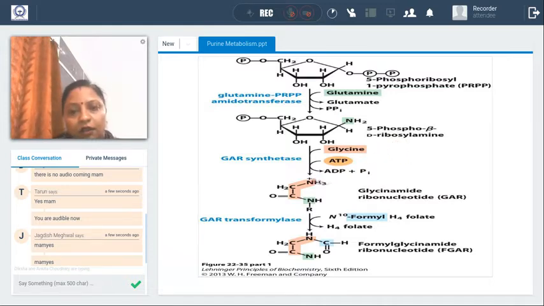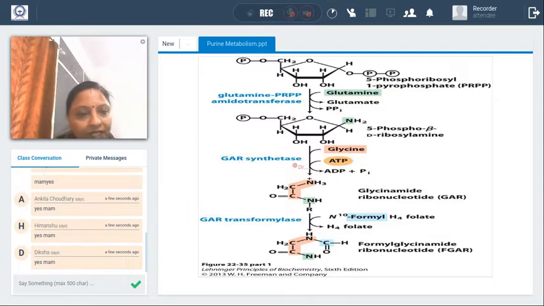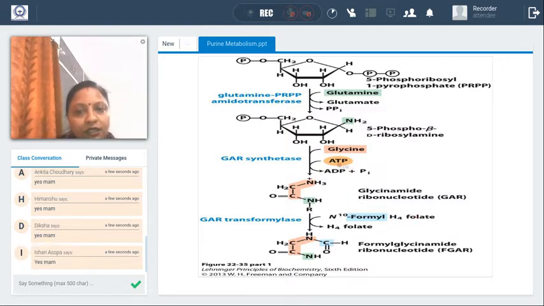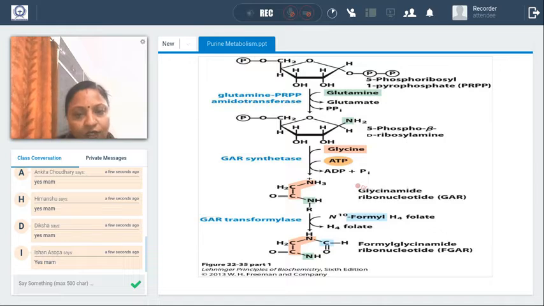Then, in the presence of GAR synthetase, we get glycinamide ribonucleotide, in the presence of ATP. ATP converts into ADP and inorganic phosphate. Then glycinamide ribonucleotide, that is GAR, in the presence of GAR transformylase, in the presence of N10 formyl H4 folate.